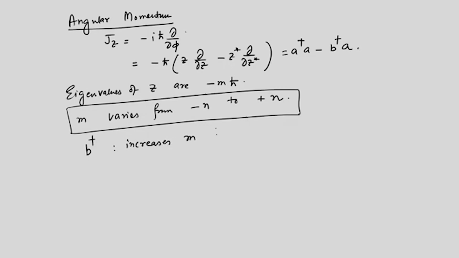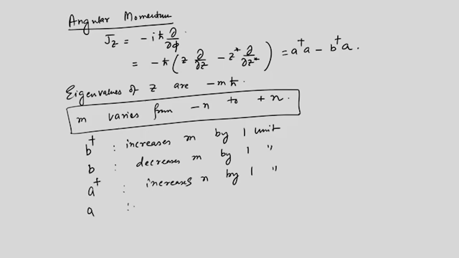So, b dagger increases m by 1 unit, b decreases m by 1 unit, a dagger increases n by 1 unit, a decreases n by 1 unit, and so on.